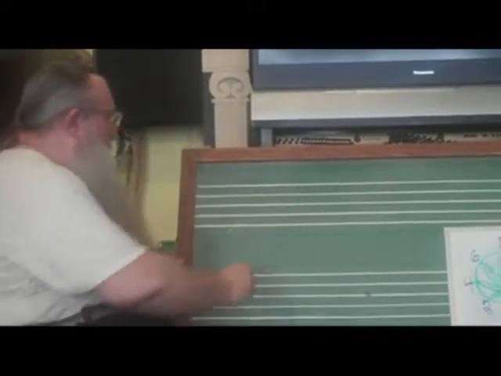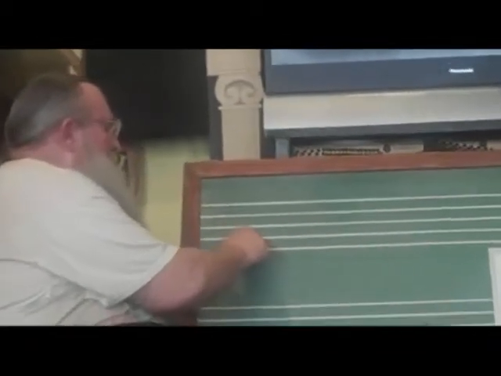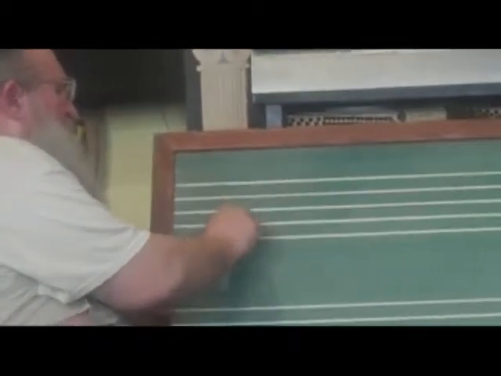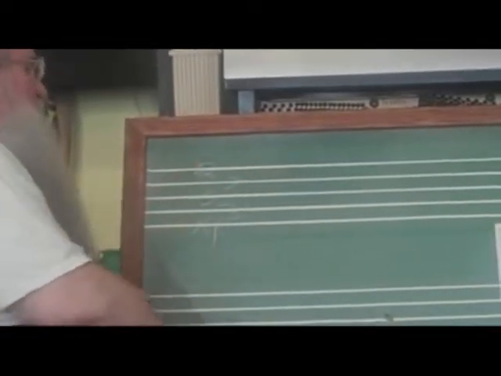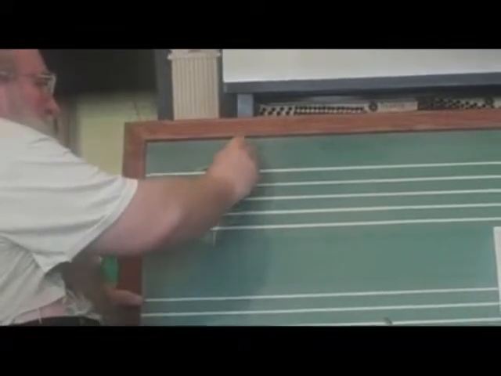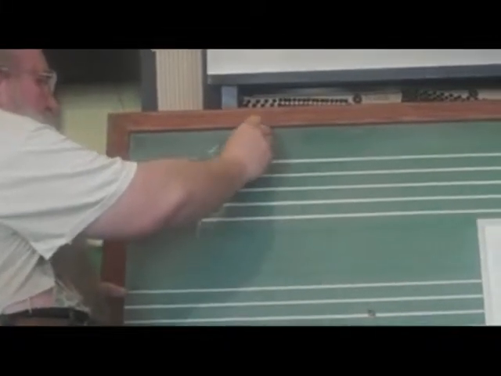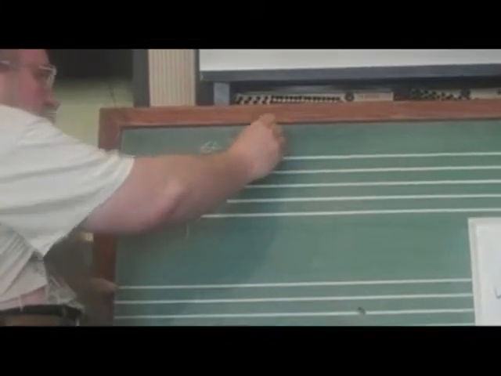So if 1 is here, the line above will be 3, the line above that will be 5. The line above that will be the number 7. And the line above that will be the number 2. If we go to a ledger line above that, it will be the number 4. And if we do 2 ledger lines above that, it will be the number 6. And 3 ledger lines above that, and we return to the number 1.